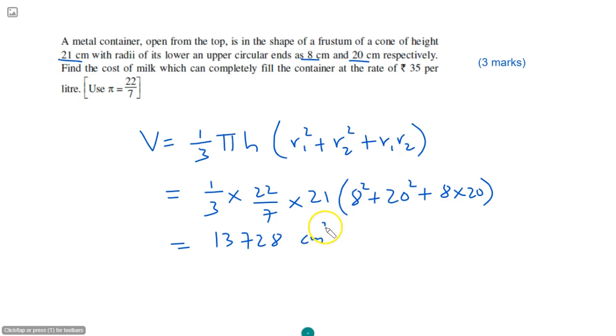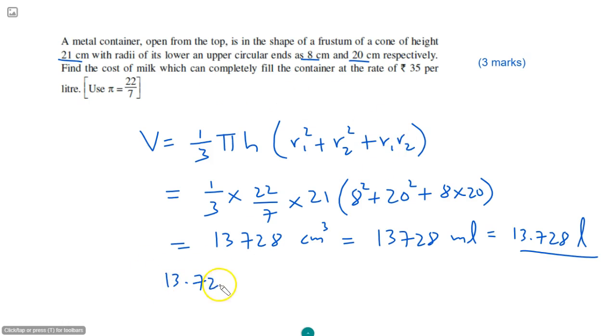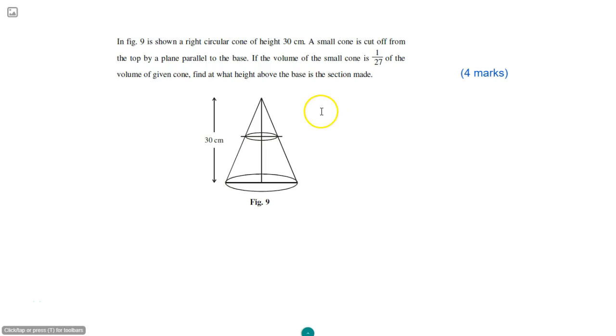13,728 centimeter cube. Now that's equal to 13,728 milliliter or 13.728 liters, right? So that's the volume of the frustum of the cone, and you need milk to completely fill the container. So you need this many liters of milk, and to find the cost of milk you just need to multiply this by the cost of 1 liter of milk, which is 35 rupees. This is going to be rupees 480.48. That's your answer.